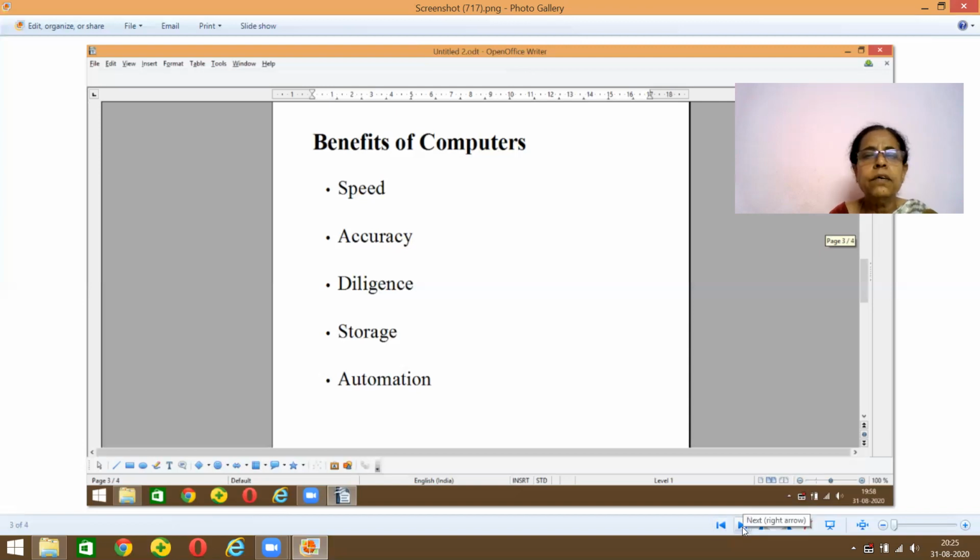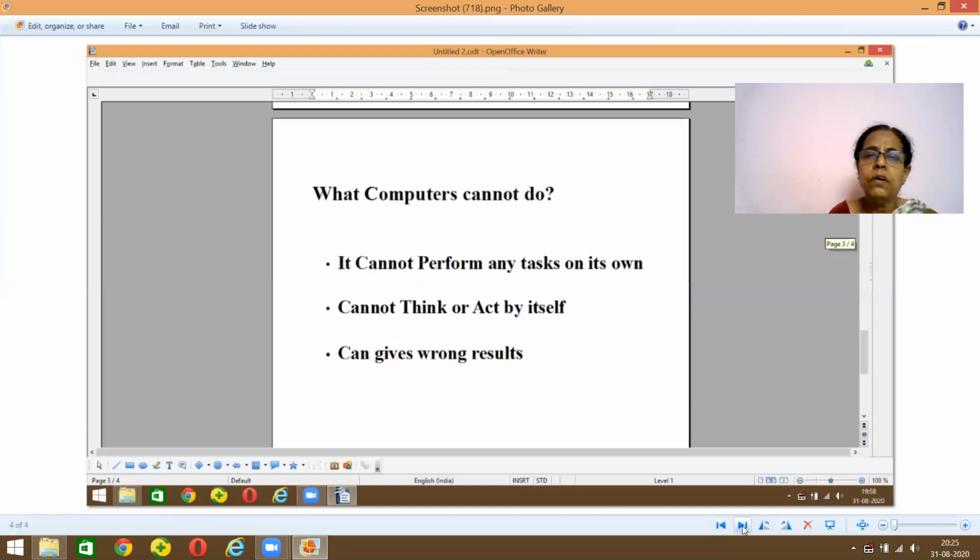The next thing what we have is what computers cannot do. Can the computer perform its task on its own? No, it cannot perform any task on its own. You need to instruct the computer to do this, and then it does the work. It cannot do anything on its own. It needs your instruction. Can it think or act on its own? No, it cannot. You need to program it to do certain types of work.